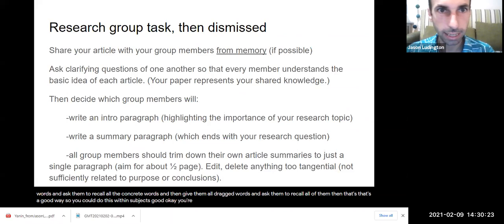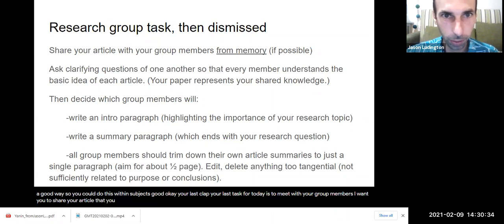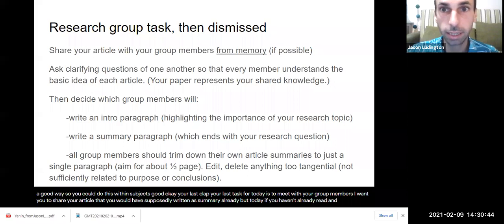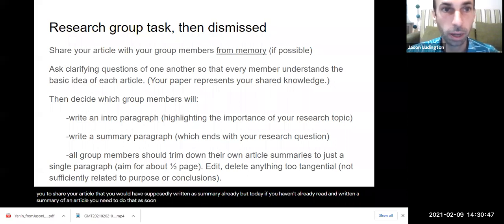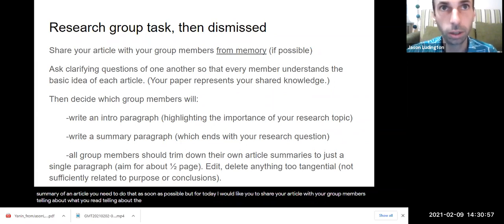Okay, your last task for today is to meet with your group members. I want you to share your article that you would have supposedly written a summary of already by today. If you haven't already read and written a summary of an article, you need to do that as soon as possible. But for today, I would like you to share your article with your group members, telling about what you read, telling about the article in your own words from memory.